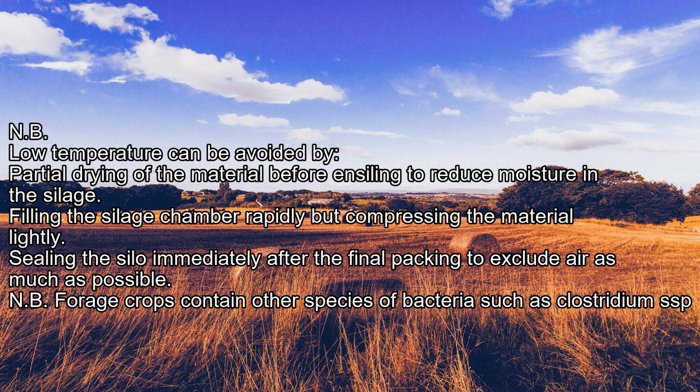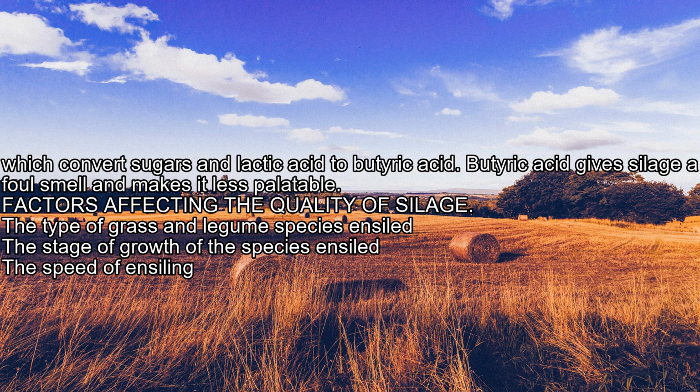Fill the silage chamber rapidly but compress the material lightly. Seal the silo immediately after the final packing to exclude air as much as possible. NB. Forage crops contain other species of bacteria such as Clostridium spp., which convert sugars and lactic acid to butyric acid. Butyric acid gives silage a foul smell and makes it less palatable.